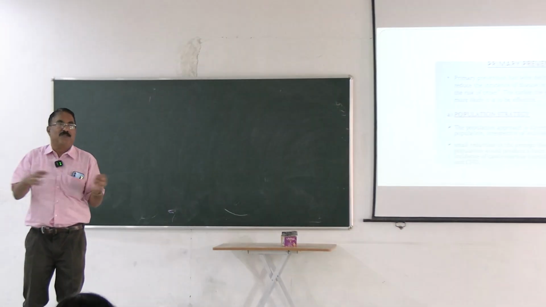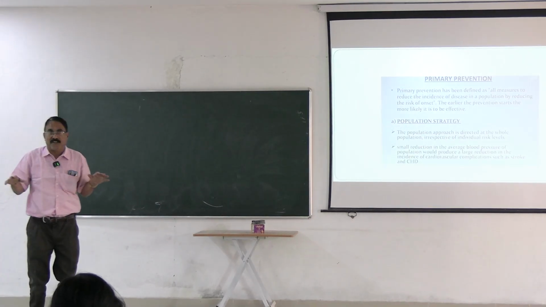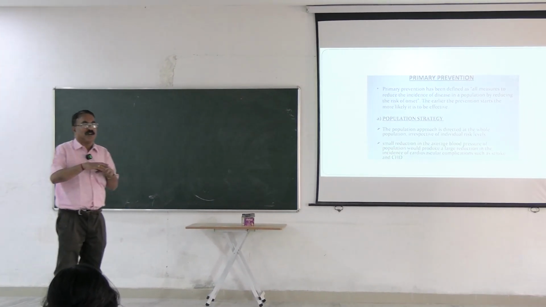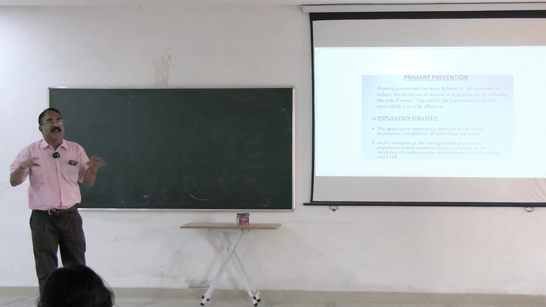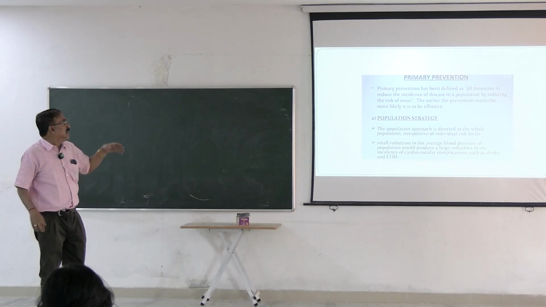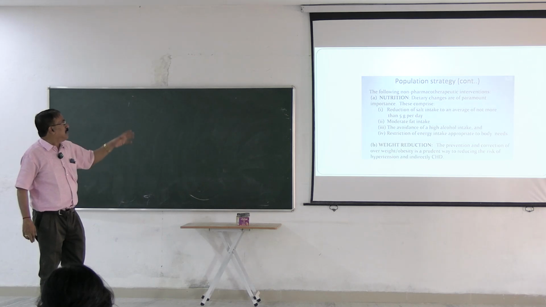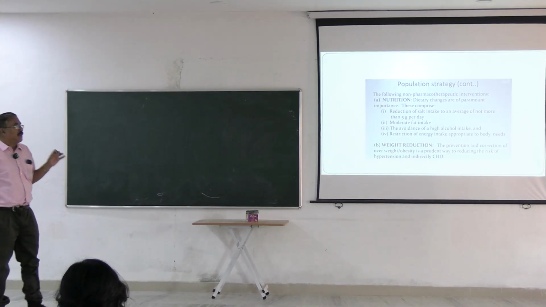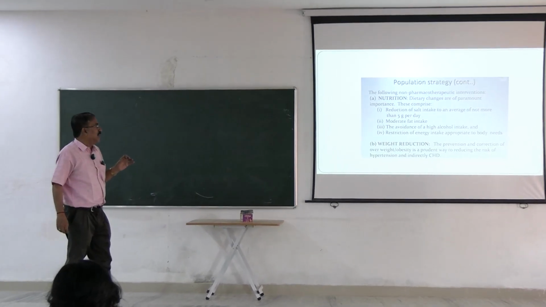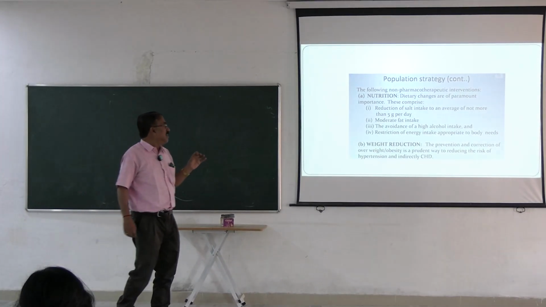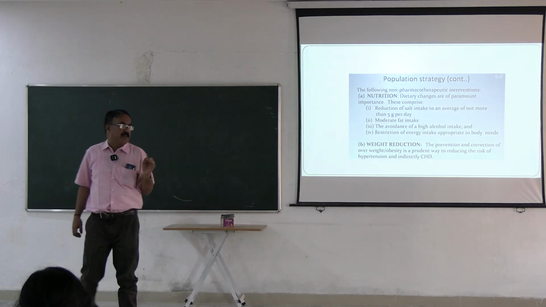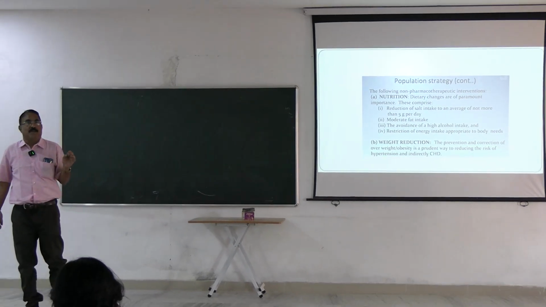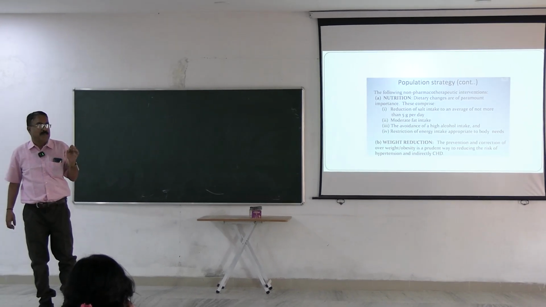So if you can do something like that, but a general population strategy is not the answer for hypertension as such, because you can't do something for the entire population. You cannot ban salt intake or something like that. But these are things which can be done: reduction of salt intake to less than 5 grams per day, moderate fat intake, avoidance of a high alcohol diet, and restriction of energy intake appropriate to body needs. And again, weight reduction is also a factor which can be done for primary prevention.